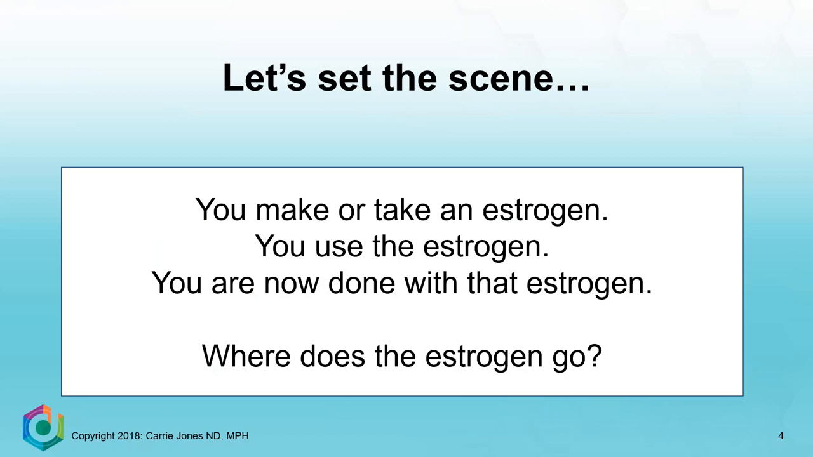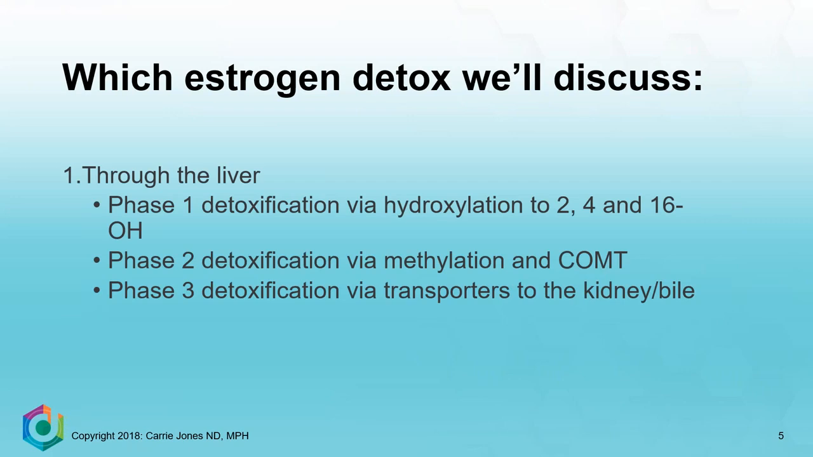Okay, so let's set the scene. You are a person, male or female, and you make an estrogen, or maybe you're female and you're taking an estrogen. You use that estrogen, you're done with that estrogen, and where does your estrogen go? We need to know where your estrogen goes. So with estrogen detox, we're going to talk about phase 1 detoxification, specifically through hydroxylation. This is into the 2, the 4, and the 16 hydroxy pathways that many of us have heard about over and over. We're going to talk about phase 2 detoxification through methylation and how that involves COMT.